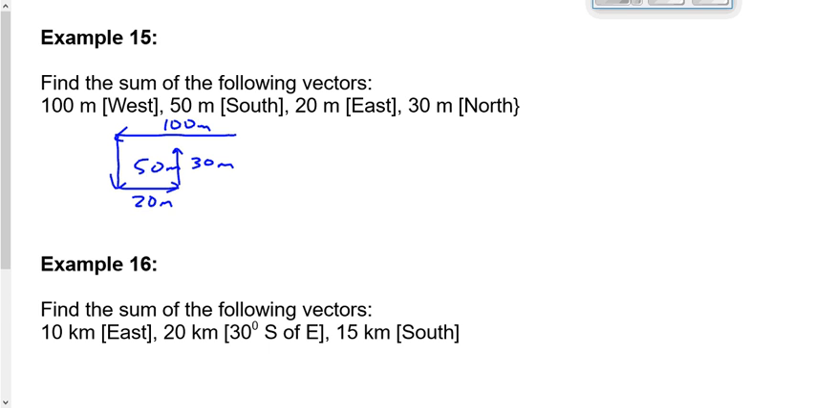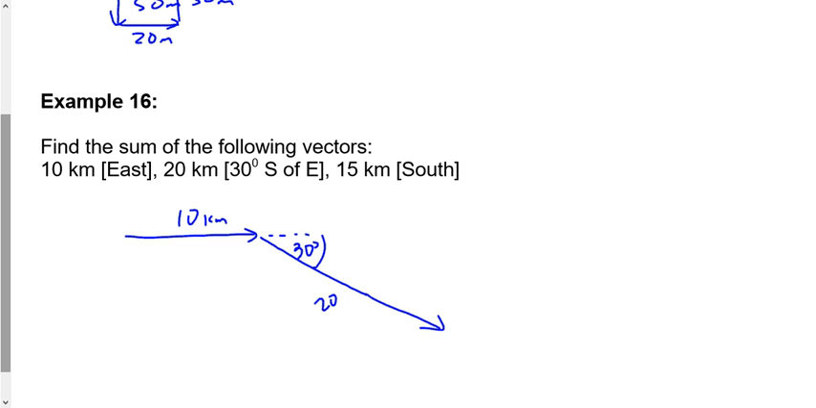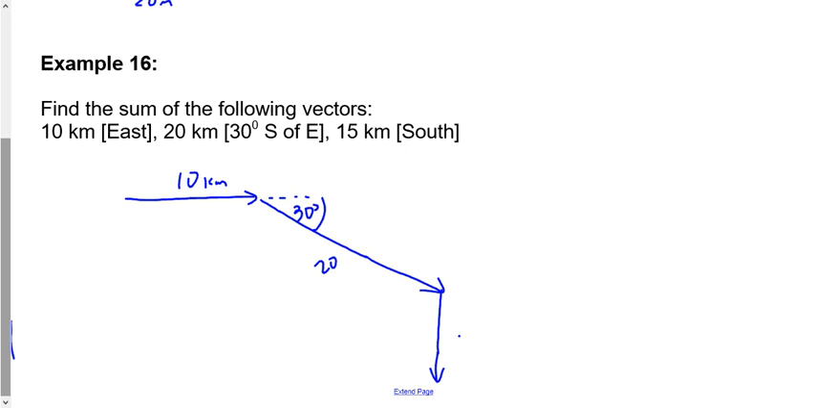Let's draw that second one. The sum of the following vectors. Same thing as add the vectors together. Same thing as find the resultant vector. We've got 10 kilometers to the east. Then we've got 20 kilometers at 30 degrees south of east. This vector is going south and east. It's 20 kilometers, and this angle right here is 30 degrees south from east, measured from the east. And then we've got 15 kilometers south. So it's going to look something like this.